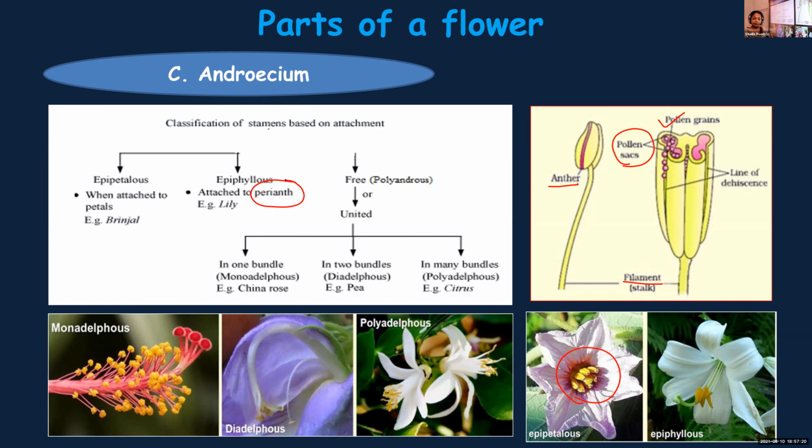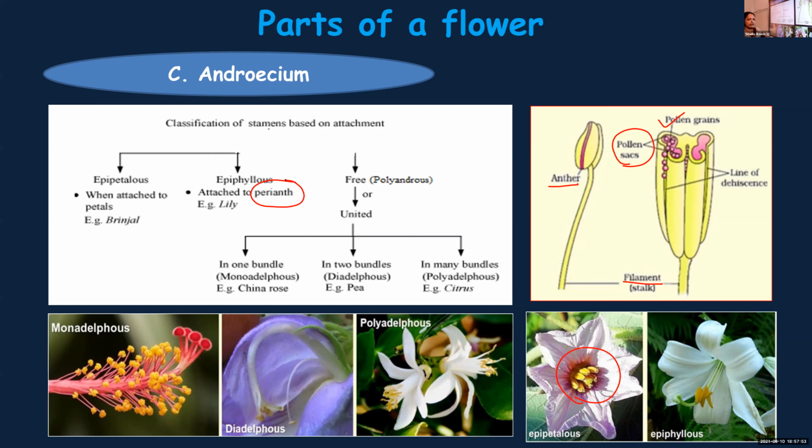Stamens can be classified based on how they are attached. If they are attached to the petals, you can call it as epipetalous. If they are attached to the perianth, as in this lily, not water lily, just lily, where petals and sepals together are called perianth, you call the stamens as epiphyllous.